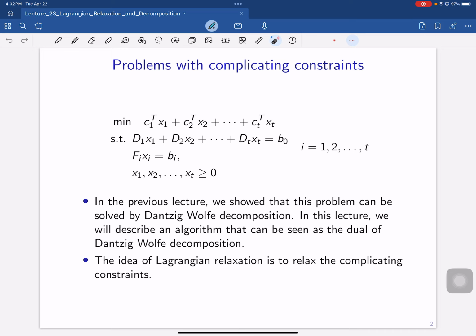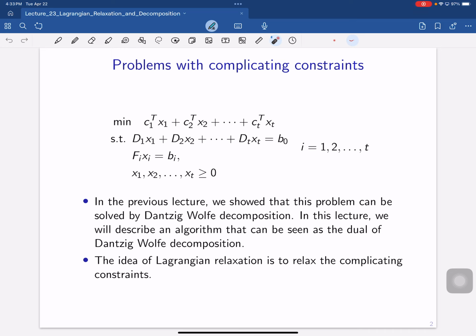Now, how is Lagrangian relaxation related to Dantzig-Wolfe decomposition? You will find out in this lecture: Lagrangian relaxation is a dual form of Dantzig-Wolfe decomposition. And you will show that in your homework.